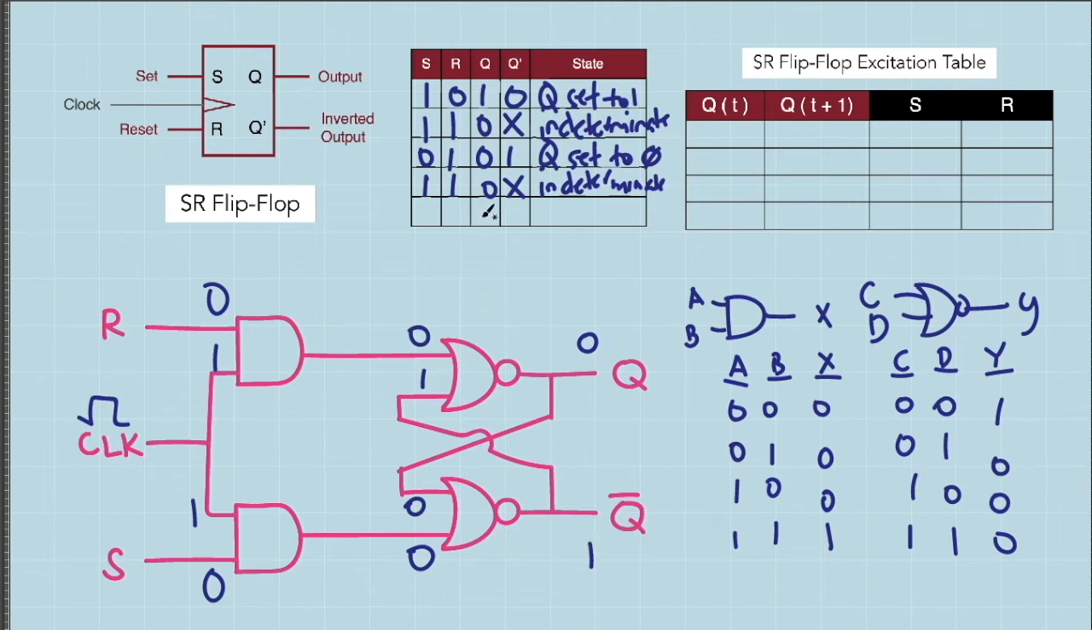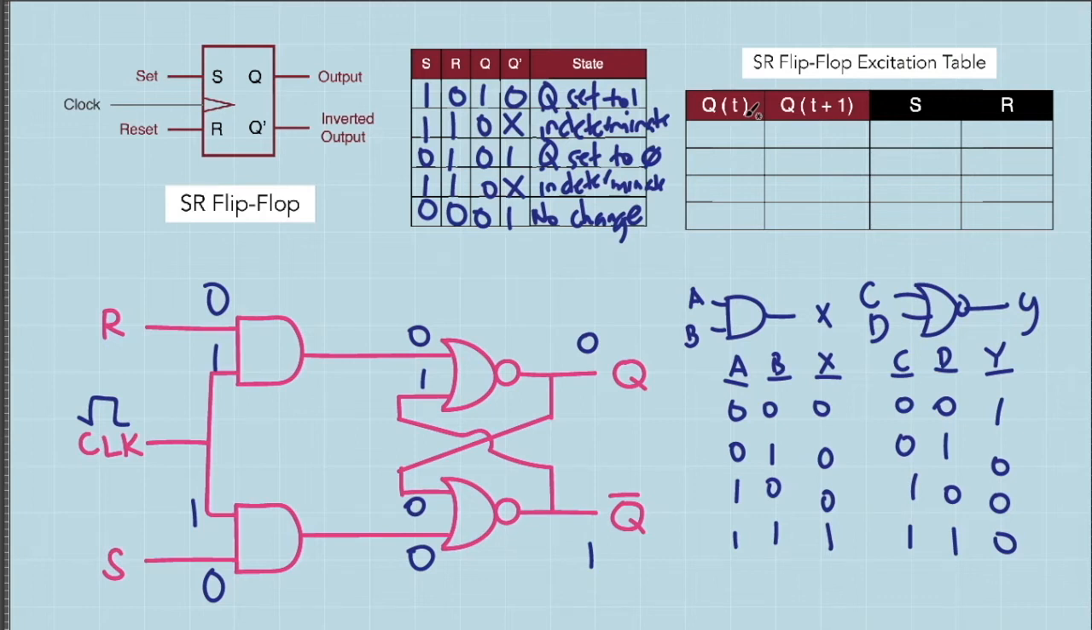So for the case where set is 0 and reset is 0, the output of Q and Q bar remains the same. So when both set signal and reset signal are in logic 0, then there are no changes in the values of Q and Q bar. Let's now fill up this SR flip-flop excitation table. Excitation table is important when you are constructing sequential logic circuits using flip-flops. Excitation table shows the changes in the value of the output, or specifically Q, after one clock pulse.